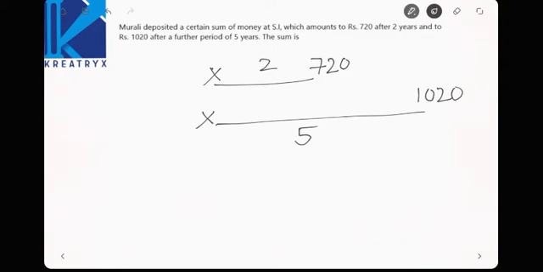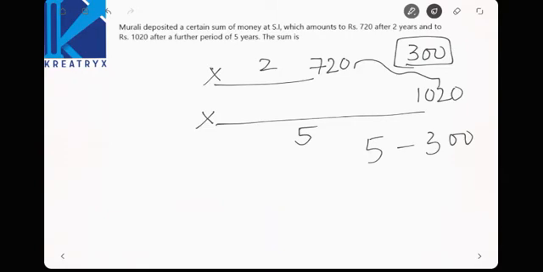Am I right? If you subtract these two values, what is the value that you get? 300, and this will be equal to the interest obtained in total. See, this is a technique to find out the interest rate. The difference will give you the total simple interest obtained for 5 years. See here, for 5 years the interest is 300, as simple interest is directly proportional to time period.